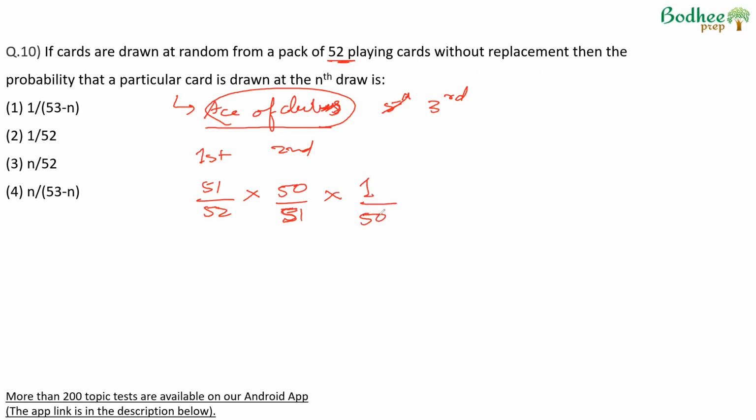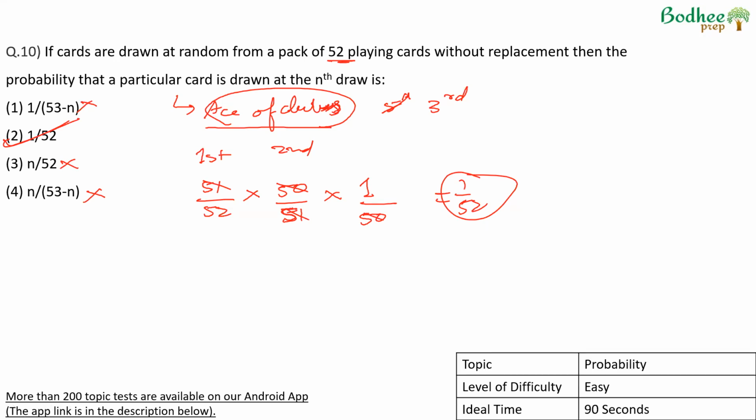And there are 50 cards available now. How many ways can this be done? 50, 50, 50 and 50 cancel. The probability will be 1 by 52. Now, if I put the value of n as 3 here, this will not give me the right answer. The answer is 1 by 52. Again, putting values, I think, is an easy way of doing it, about 1.5 minutes to solve.